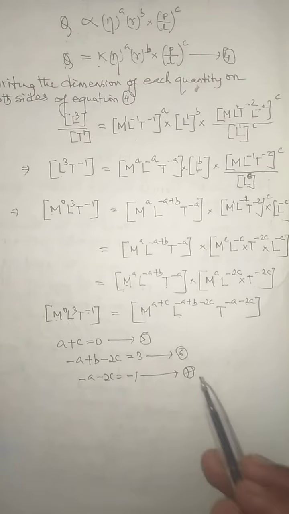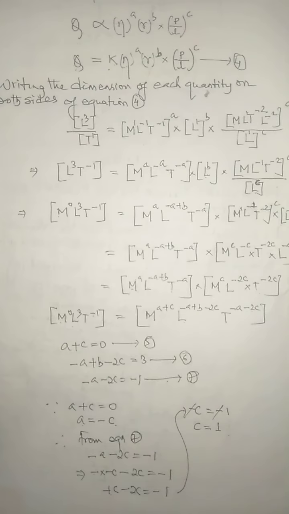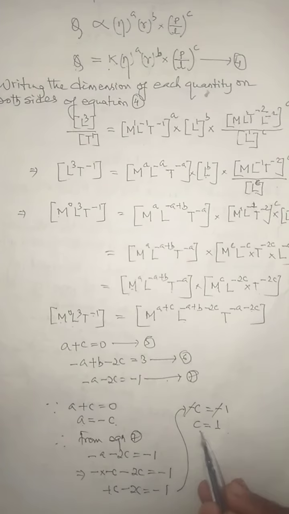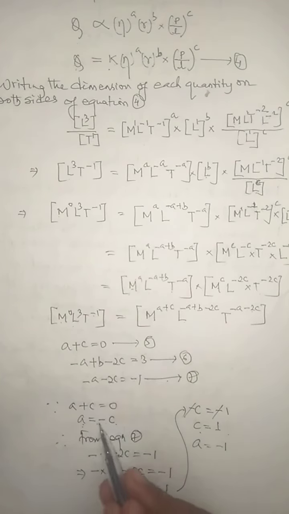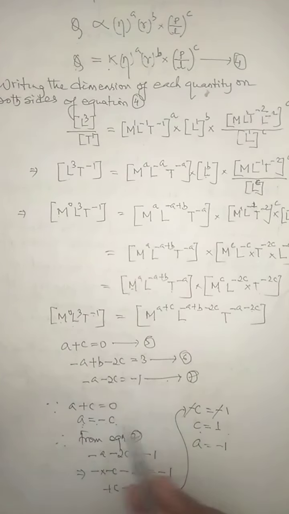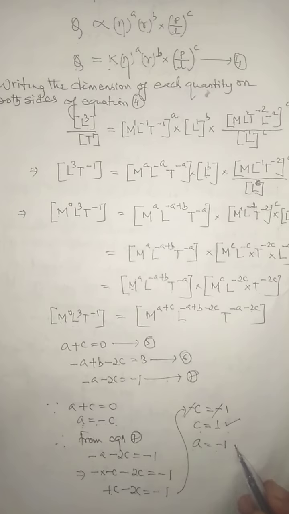So what is the value of small letter C? 1. Now this value of C, if I substitute in A equals minus C, now C is 1, then A equals what? Minus 1, because A equals minus C. So we got the value of C as 1 and A as minus 1.